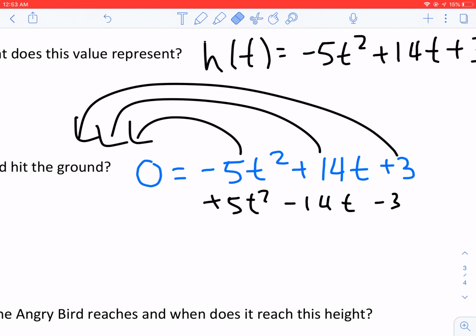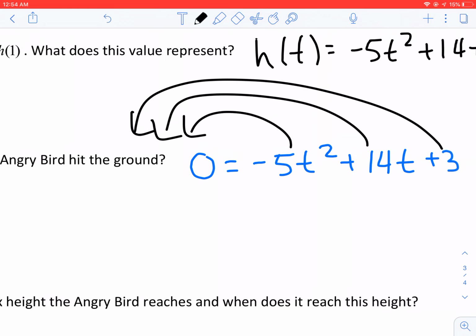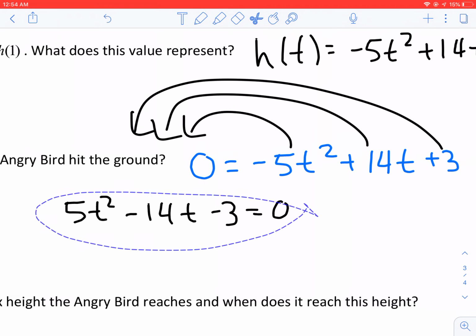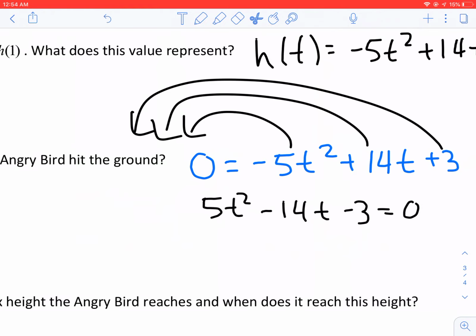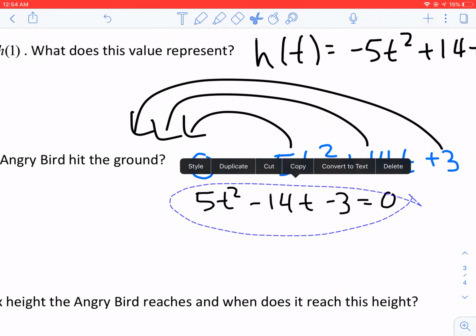So I'm actually going to do it that way. I'm going to move everything to the other side, so it's going to become positive 5t squared minus 14t minus 3 equals 0. And just like that, that negative disappeared. The same thing would happen if you factor out a -1. Then you'd kind of just ignore the -1 after.